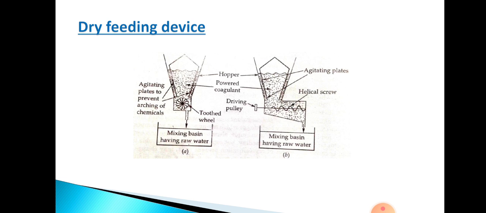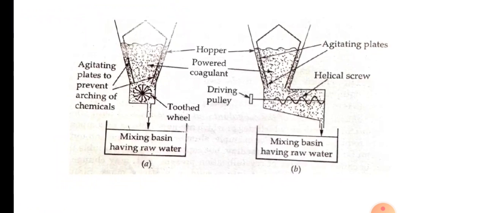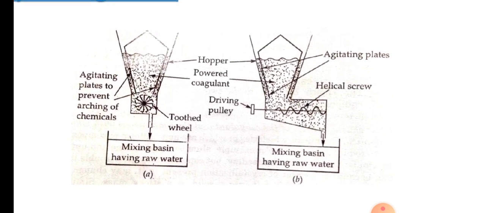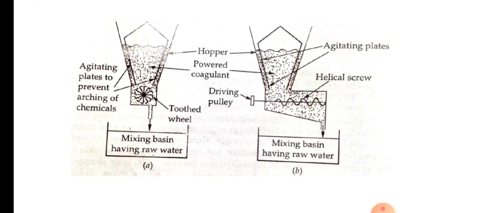Here the figure shows a dry feeding device. It mainly comprises a tank with a hopper bottom. Here the coagulant will be added in the powdered form. That will be filled in the hopper tank, and then it is allowed to fall into the mixing basin. Like you see, there is a mixing basin at the bottom. So the powdered coagulant is added into the tank and allowed to fall into the mixing basin.